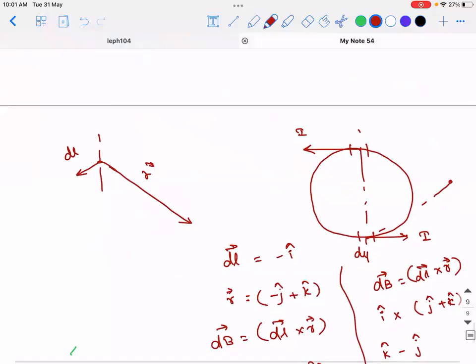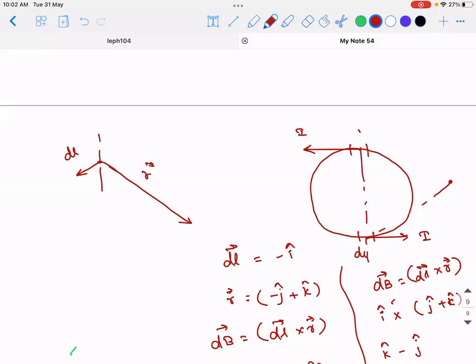This one you understood. i cap you understood. Okay. So j cap cross k cap. This is the direction of dl. With respect to you, this is dl. From here, in which direction is it going? You have to take this point as the origin. If you take this as the origin, this is the x-axis, this is the y-axis, this is the z-axis.